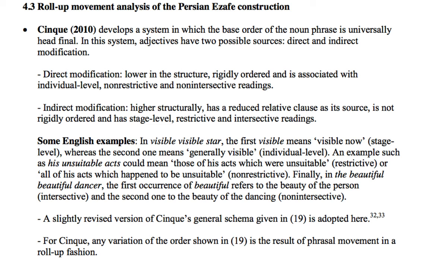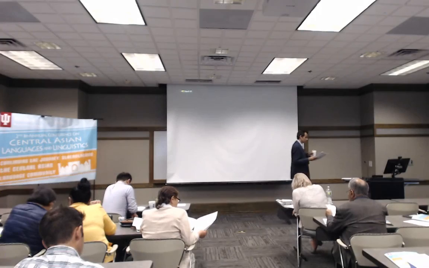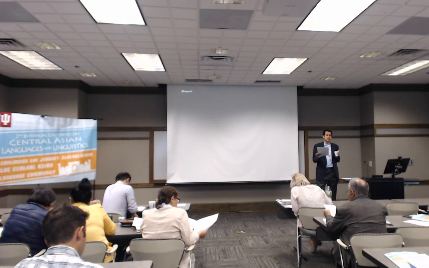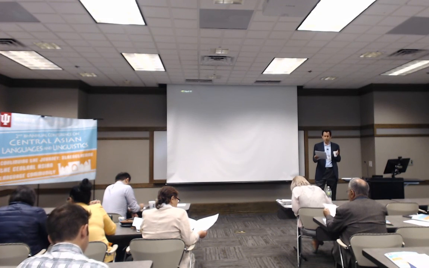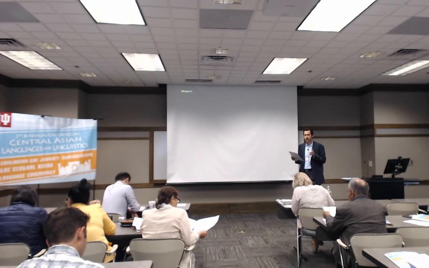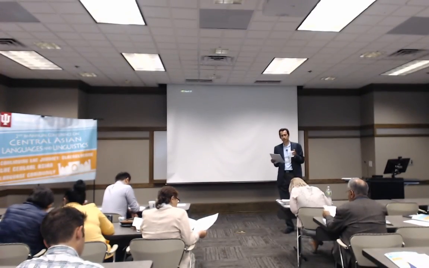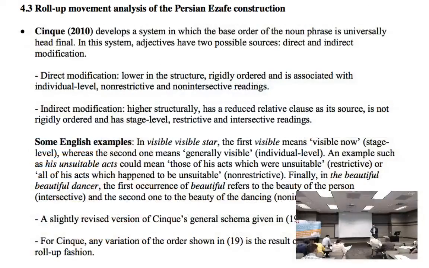He suggests that there are two basic domains, right? So there's the direct modification, which is lower in the structure, and there's the indirect modification, which is higher in the structure. The direct modification is where you have they're rigidly ordered, they're low, they're associated with individual level readings, with non-restrictive readings, and with non-intersective readings. The indirect modification adjectives are higher in the structure, they have a reduced relative clause as their base.